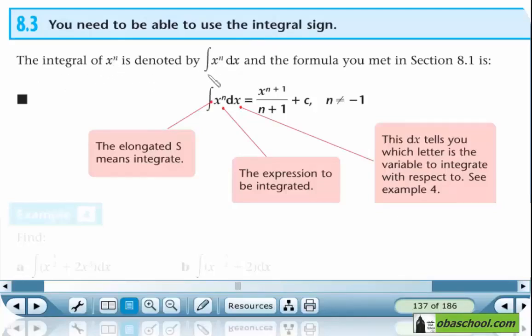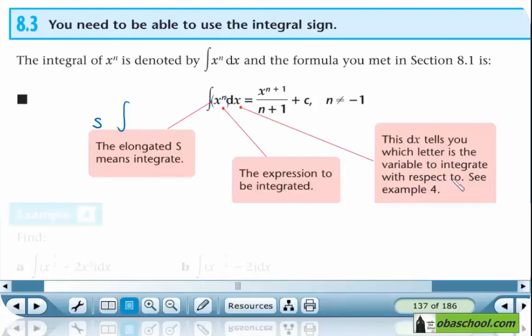It says you need to be able to use the integral sign. The integral of x to the power n is denoted by the elongated S multiplied by x power n multiplied by dx. The elongated S means integrate. Inside it we write the function, x to the power n, the expression to be integrated, multiplied by dx, where this dx tells you which letter is the variable to integrate with respect to.